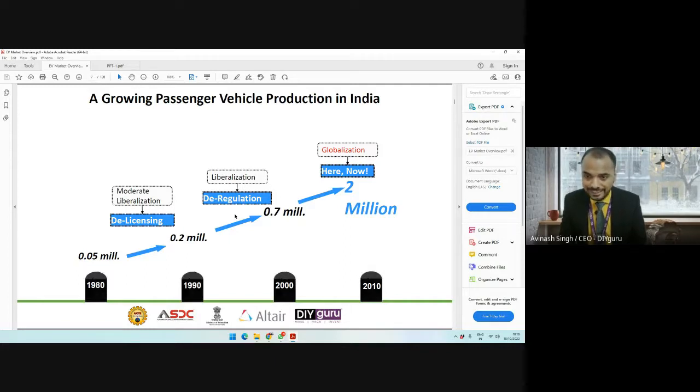By 2010, this 0.7 million was 2 million. And almost by 2020, this 2 million has now increased up to 4.5 million, right? So the growth in the passenger vehicle production has been quite incremental, right?